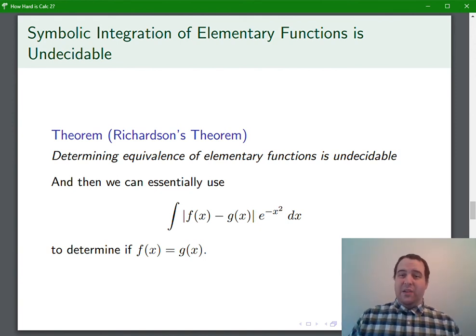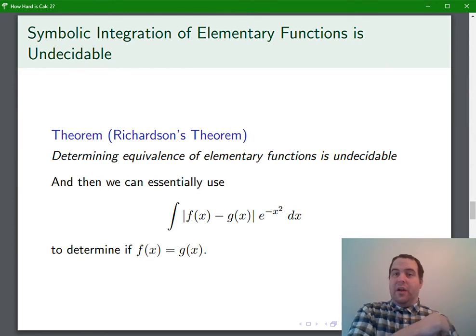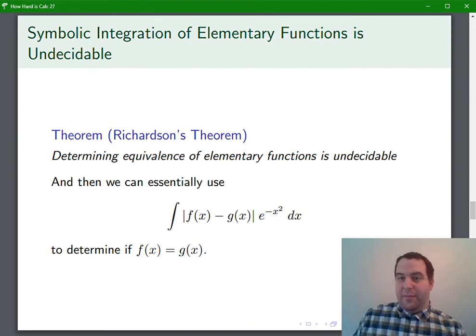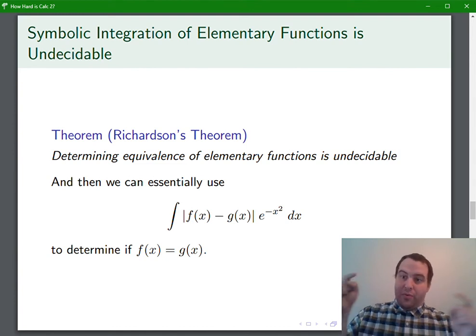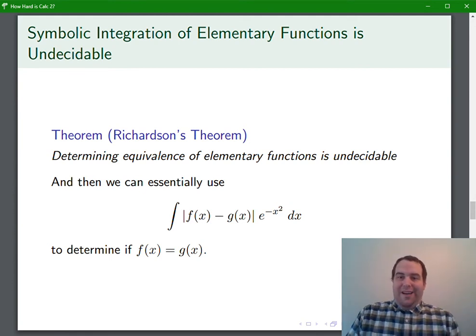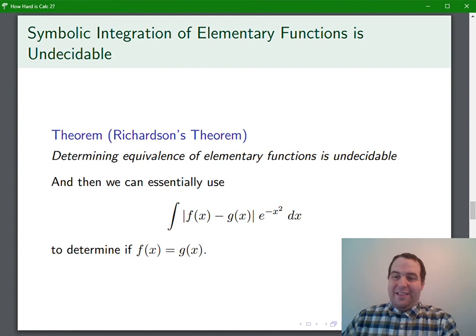And then using that, you can use some sort of integration argument to prove that if you had a decision procedure for symbolic integration of elementary functions, then you would have an algorithm for determining equivalence of elementary functions. And so that proves that symbolic integration of elementary functions is undecidable, right? So this is Richardson's theorem. So actually everything's fine. The Risch algorithm works perfectly fine up until the last step where we're doing this equivalence checking. This equivalence checking actually winds up being undecidable.